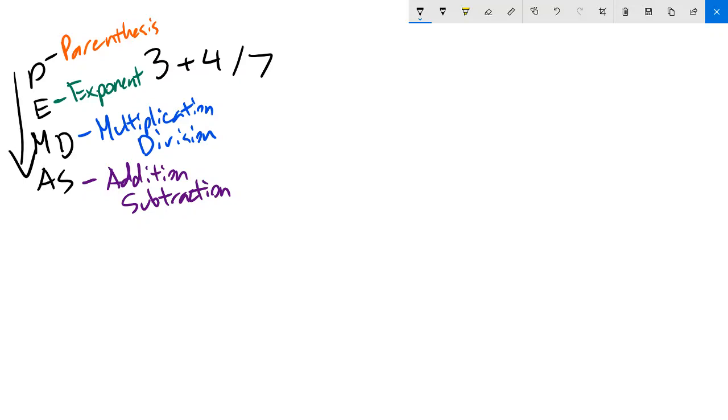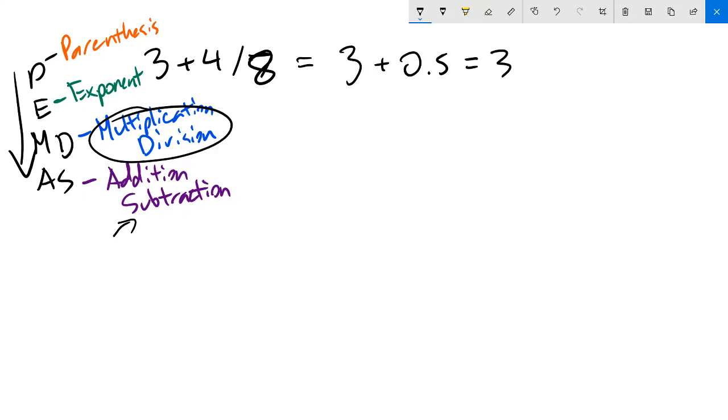So in this example right here, 3 plus 4 divided by, let's make it a little easier, 3 plus 4 divided by 8. Typically what we would do as a human is start from the left and go to the right. However, we need to resolve the division first because it is higher than the addition subtraction. So the result would be 3 plus 0.5, which gives us 3.5.